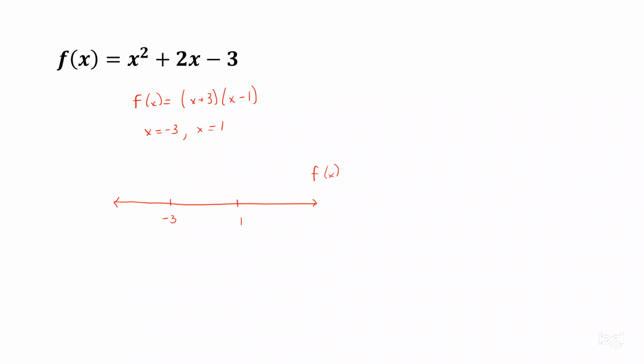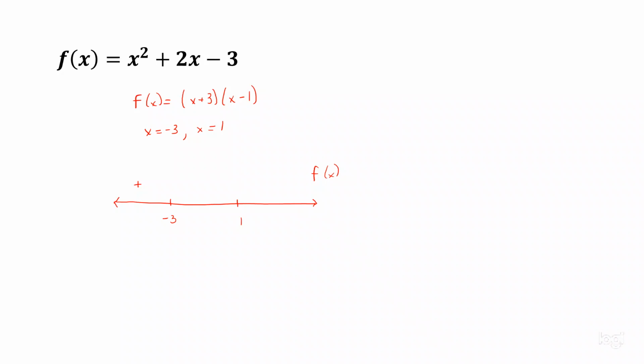Now the easiest way to do that is to go back to our original function and plug a really large negative number into that function. And what we know is that this first term is going to be much, much bigger than the other terms. So basically we can look at the sign of this first term to figure out the sign of the function. So if I plug in a really large number like negative a million, squared is positive, and so the function must be positive.